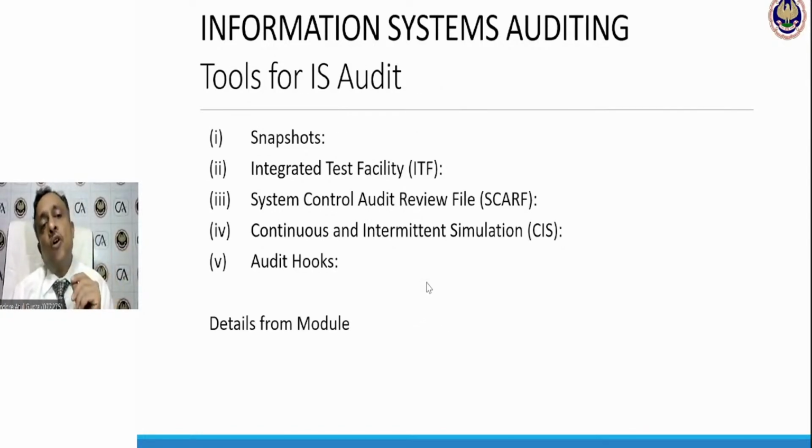Then tools for IS audit. So we'll do it here itself. I'll share with a live example. Snapshot, integrated test facility, system control audit review file, CIS, and audit hooks. So let us first understand what these techniques, tools for information system audit, are. They are also referred to as concurrent audit techniques or continuous audit techniques.